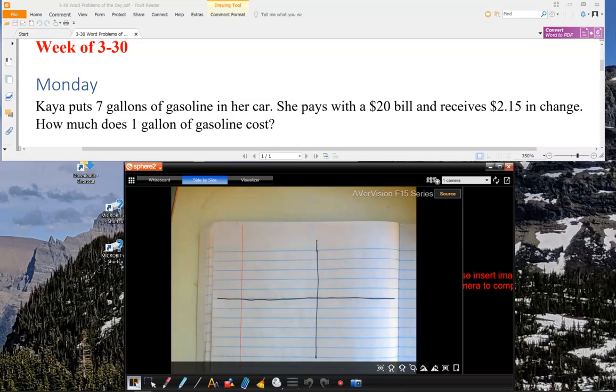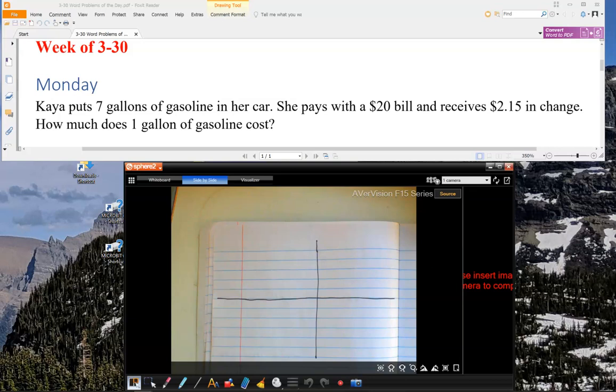This is Mr. Yates, and we are going to go over the word problem from Monday, March 30th. What I'd like you to do is have your word problem, hopefully you finished it up, on a piece of paper, and check what you've done with what I'm doing. Some of the words may not be exactly the same, but the point here is to try to get it as close as possible to help you solve the problem correctly.